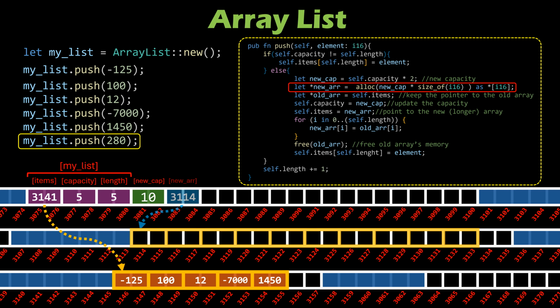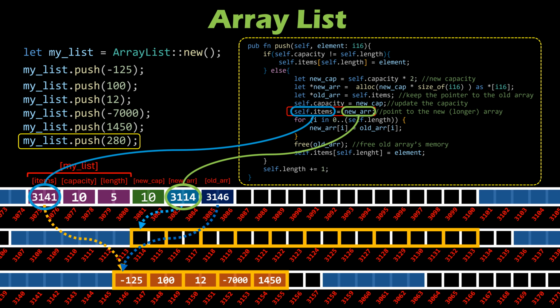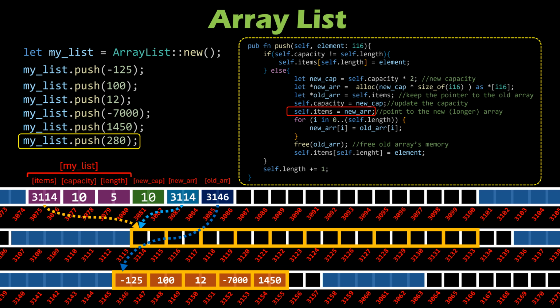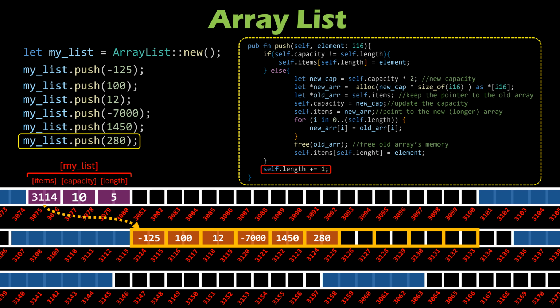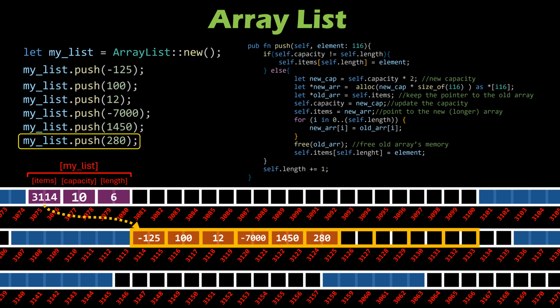Typically, we allocate a new array twice as long as the one that is full. During this process, we update both the capacity and the reference to the new array. This involves copying all the values from the previous array to the new one. Once the elements are copied to the new array, the previous array is no longer needed, so we free its memory. Finally, with free space available in the new array, we can add the new element and update the length accordingly. And that's it. Now we have a list of elements whose size can grow dynamically.